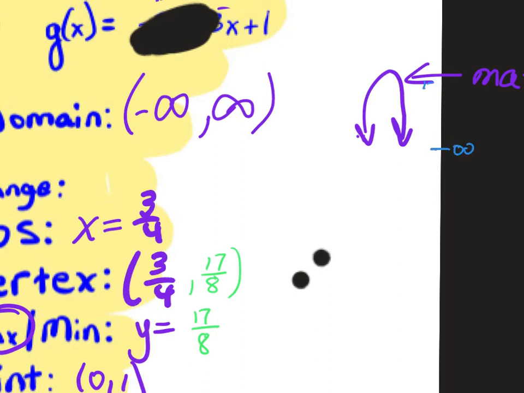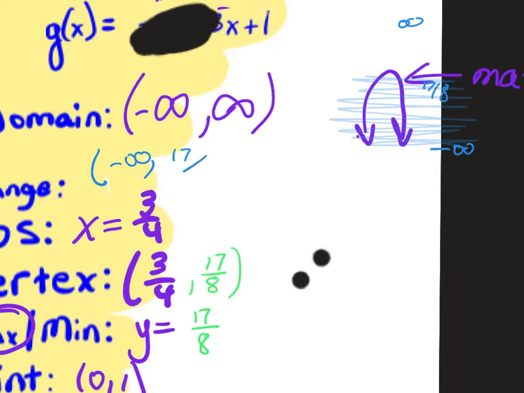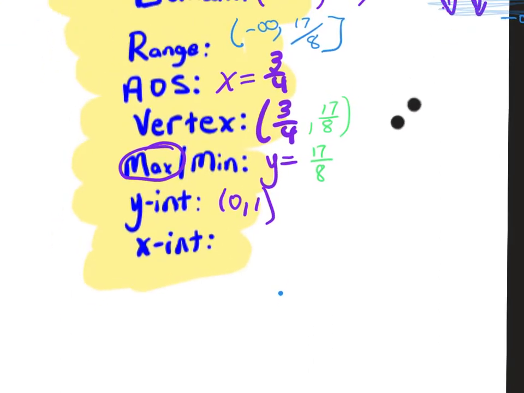This point right here is 17 over 8, and there's positive infinity up here. So my function exists down here at this point. If I'm reading from bottom to top, my range would be negative infinity, and the highest it goes is 17 over 8, and that has a bracket on it. Now the last thing we need to do is find our x-intercepts.